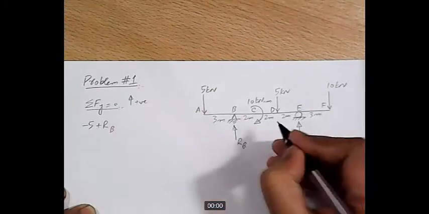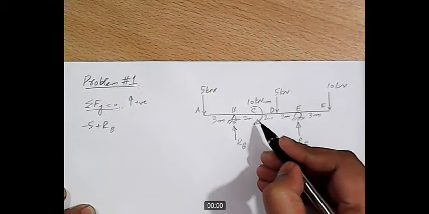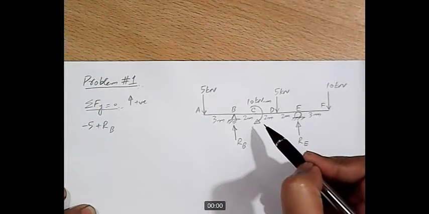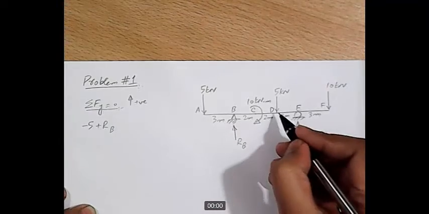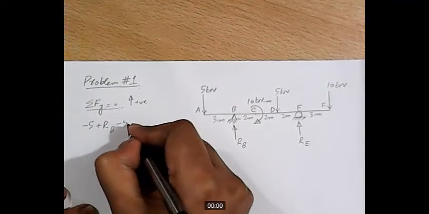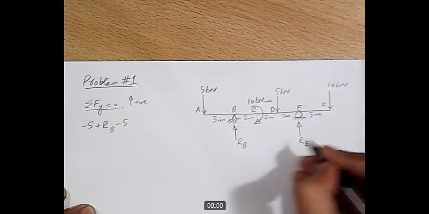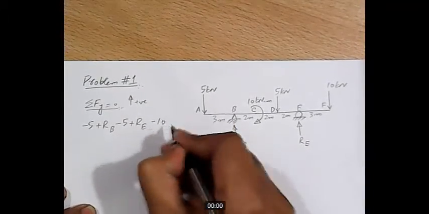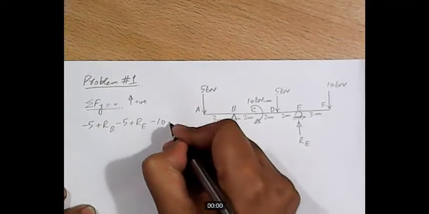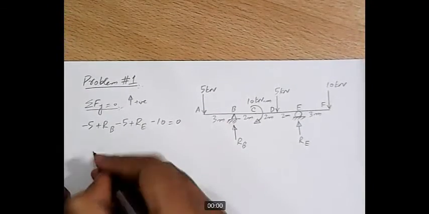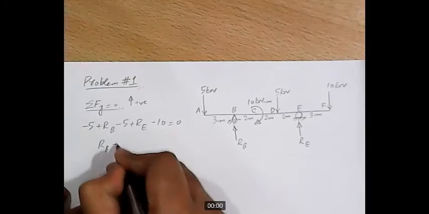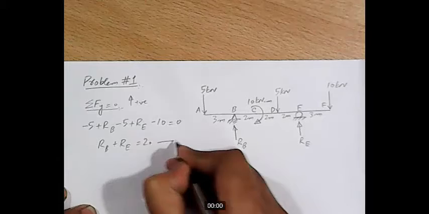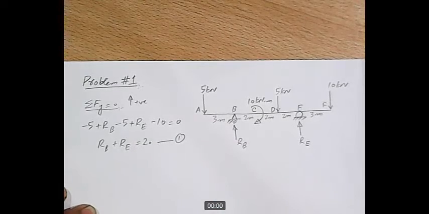Then next is this moment, but as it is a moment and we are applying sigma Fy equal to 0, this moment will not appear in the equation. Next is this 5 kilonewton force acting in downward direction, so minus 5, and then this RE acting in upward direction, and then this 10 kilonewton force acting in downward direction, and this is equal to 0. If we rearrange this equation, we get RB plus RE equal to 20, and we may call this equation number 1.